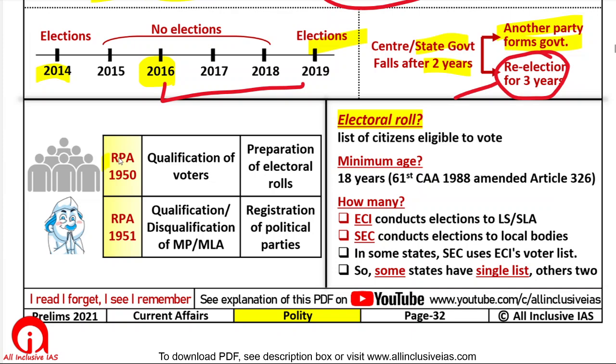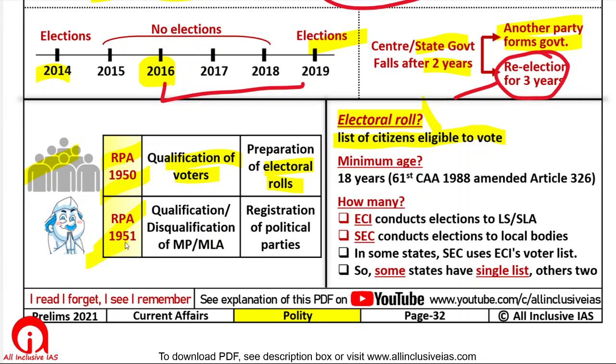One big difference between RPA 1950 and RPA 1951. See, there are a lot of differences. For prelims you can't remember everything, so you just have to remember that the 1950 Act is mostly about the voters. Who is qualified to be a voter? How do we prepare the electoral rolls? Electoral roll is a list of citizens eligible to vote, who can vote, who cannot vote. That is a list of electoral roll.